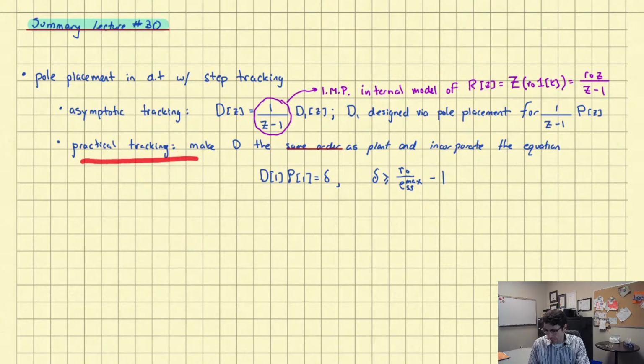Then we talked about practical tracking, which again just simply means non-zero steady state error. And the idea here is that you increase the order of the controller, you make it equal to the order of the plant, and then you just add this equation, which is essentially making sure that the DC gain, or the steady state gain, of your controller is sufficiently high to get low steady state error. Okay? And this was the equation, and we spent some time deriving that. Okay? So we're going to continue from there.